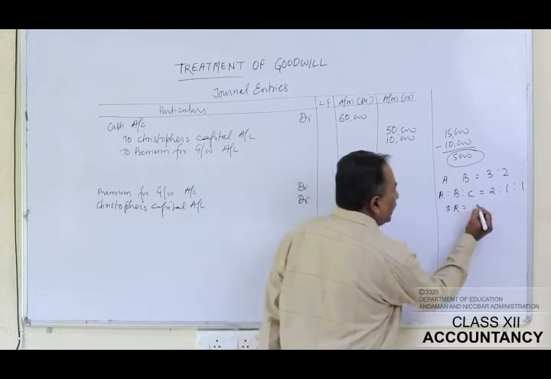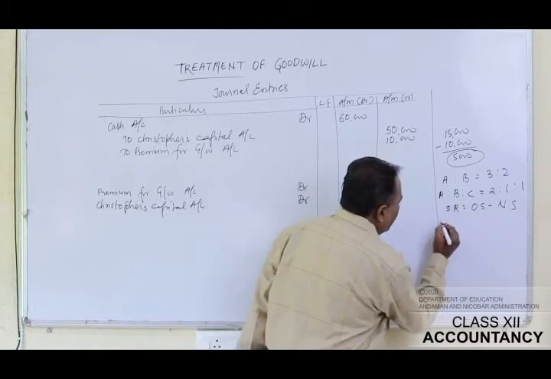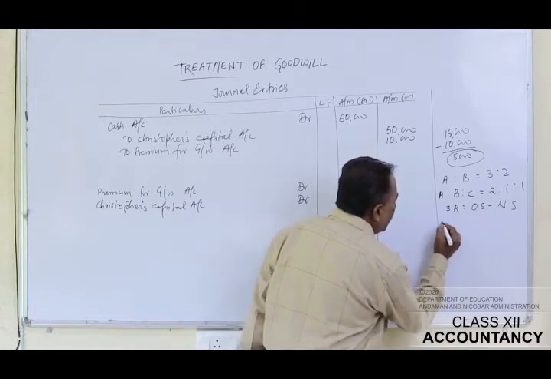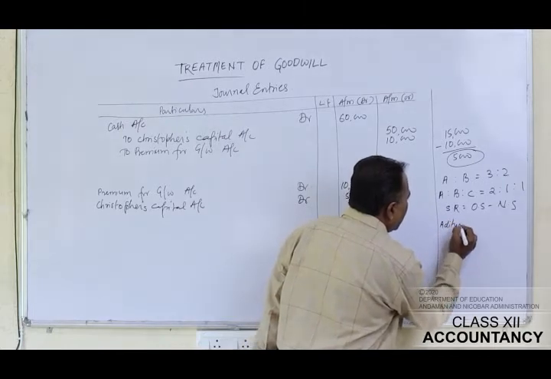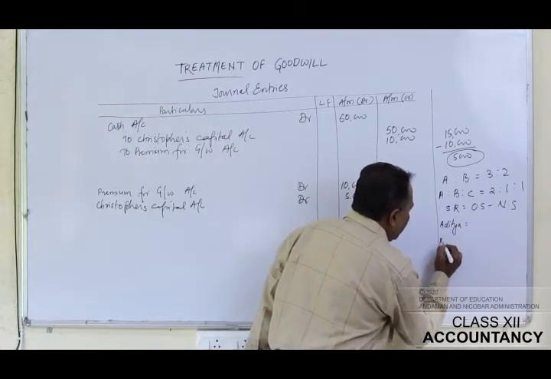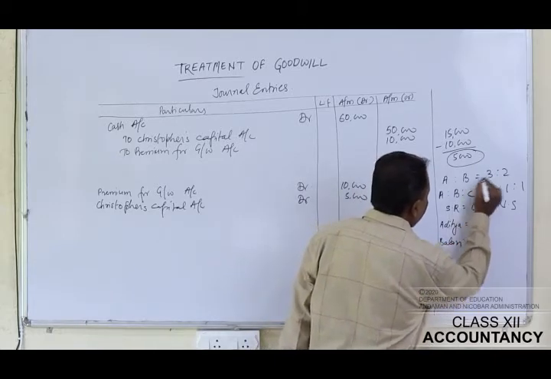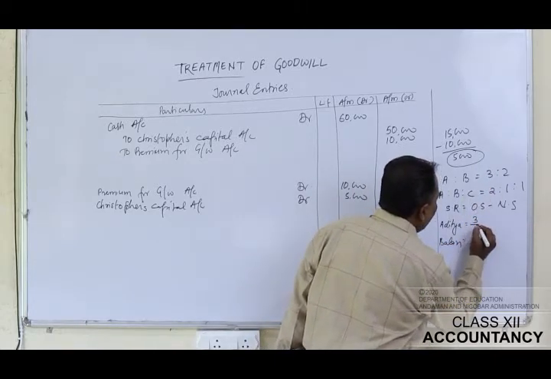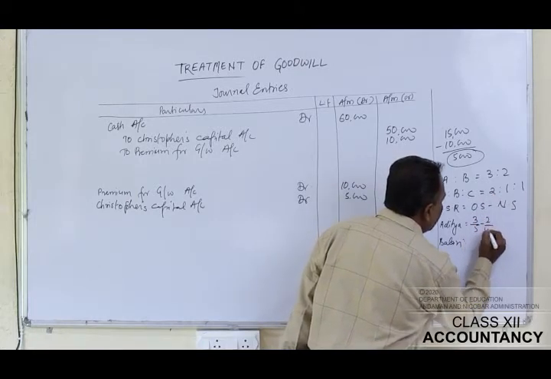The formula to calculate the sacrificing ratio is old share minus new share. Now first we will calculate the sacrificing ratio of Aditya, and next we will calculate that of Balan. So Aditya's old share was 3/5 minus his new share, which is 2/4.